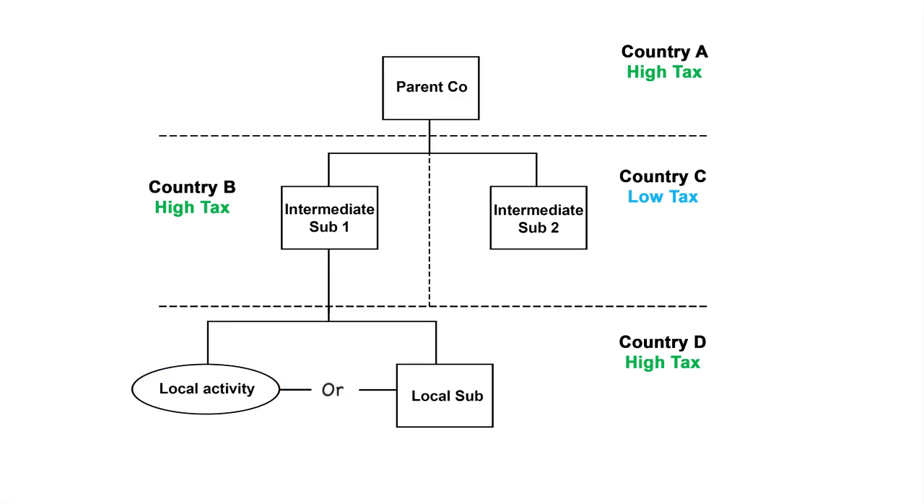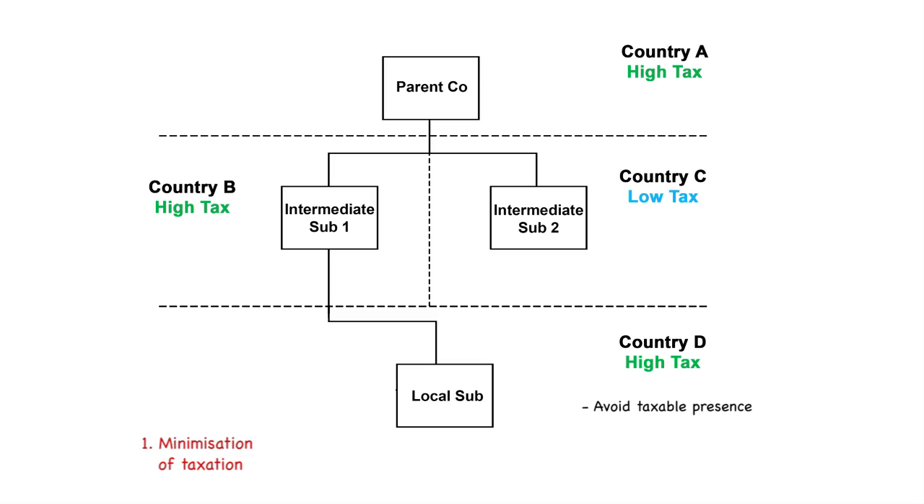Looking at our base case now, from a tax planning perspective, i.e. if we are looking to save taxes, a potential strategy could be to strive to avoid creating any taxable presence in country D. In this respect, intermediate sub 1 would likely choose to limit its activities in D as much as possible. Please note that if the activities in country D are performed as a legal entity, local sub, avoiding a taxable presence would not be possible. Under such circumstances, alternative strategies could be considered. We will look at what such alternative strategies might entail in the next video.